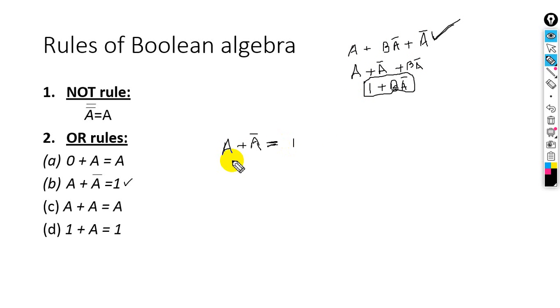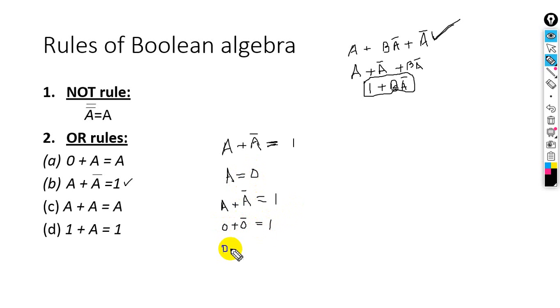So we have this one. Now let me prove this. For example, if a is equal to 0, let me prove whether it is correct or not. A or a bar is equal to 1. In place of a I will put 0, or in place of a again I will put 0, because here the value is 0. So I will put a bar on this. So we have 0 bar is equal to 1.